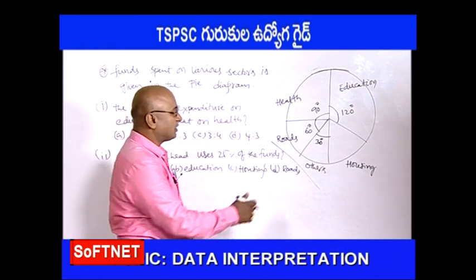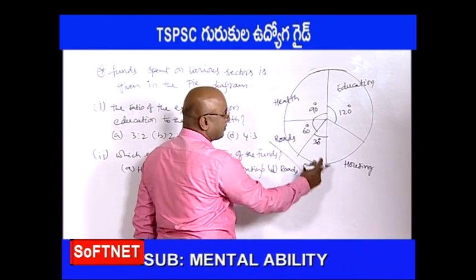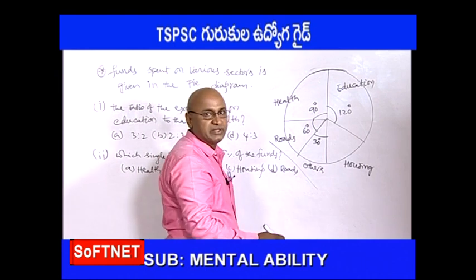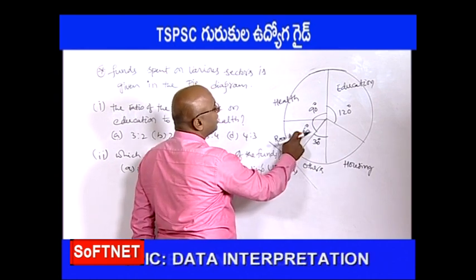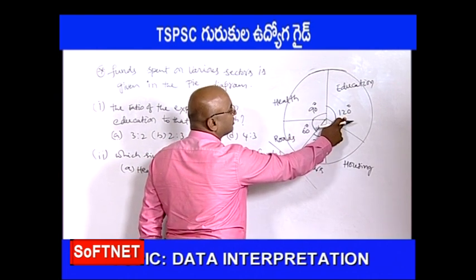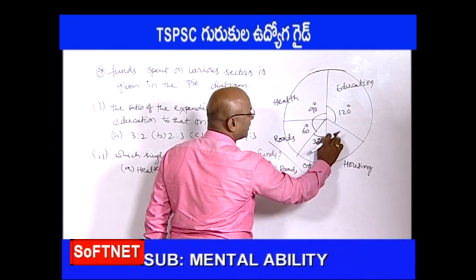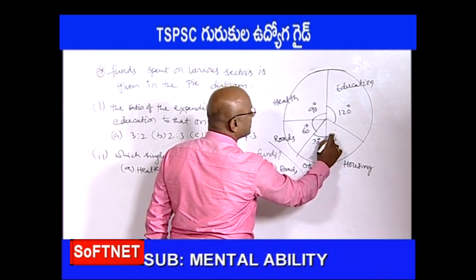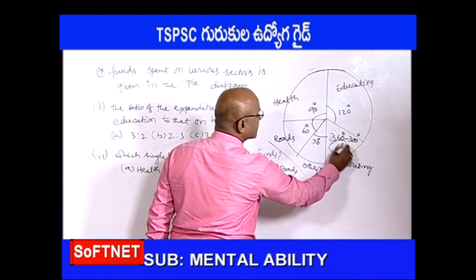Now we will find that housing also. What is the housing? The remaining 360 degrees minus the sum of these allocations will give you the funding of housing. 30 plus 60 is 90, 90 plus 90 is 180, 180 plus 120 is 300. So 360 minus 300, the housing funds, is equal to 60 degrees.